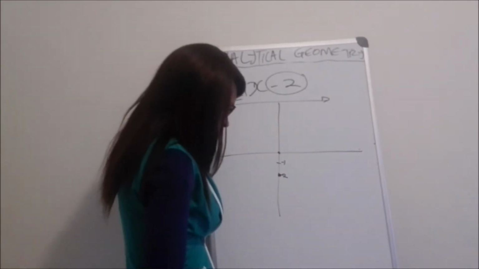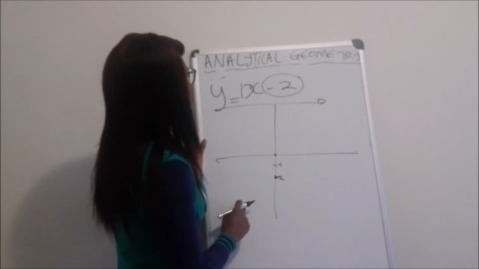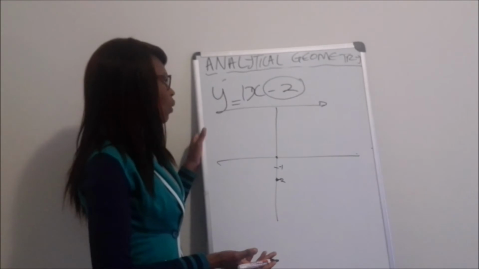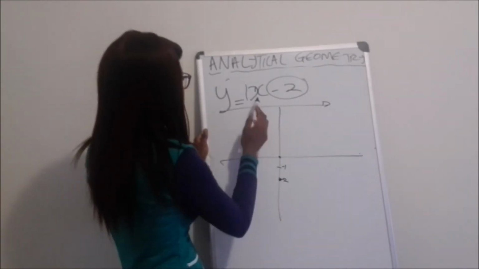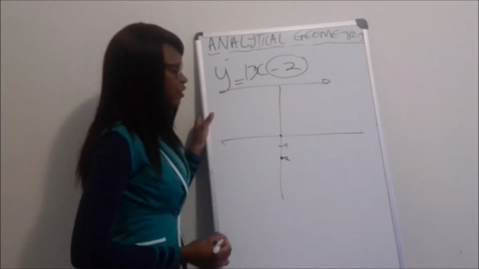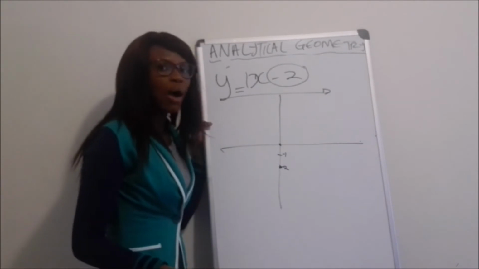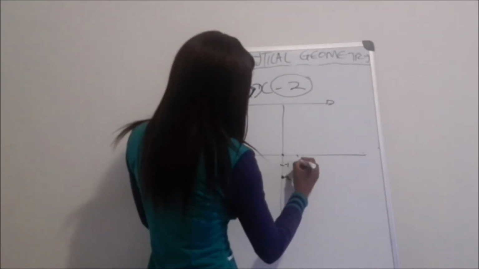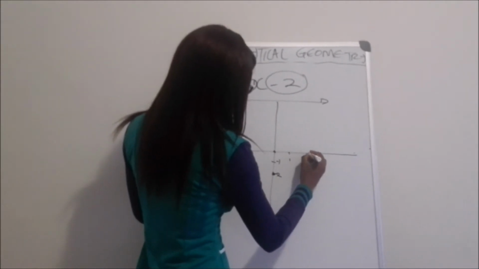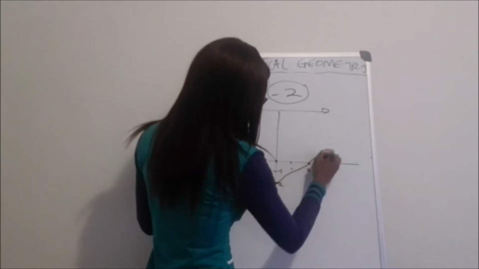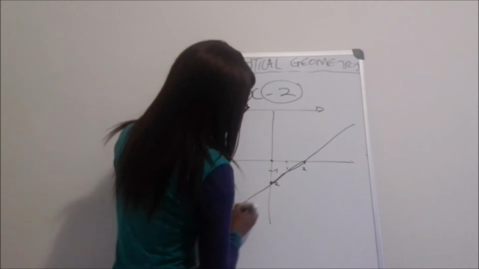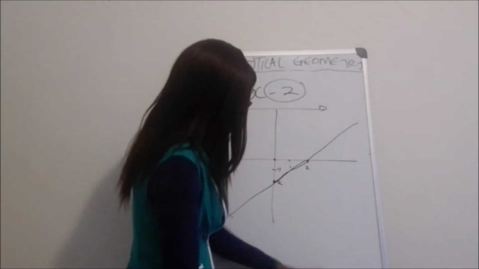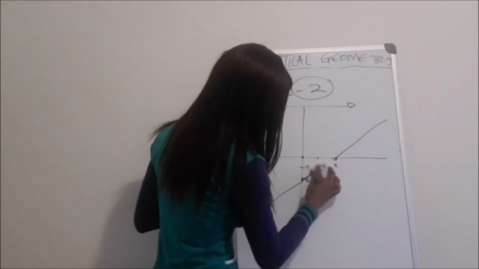For the x-intercept, it means that y equals 0. So it will be 0 equals x minus 2, and then x equals 2. That means our x-intercept will be (2, 0). So this is the straight line that we have to deal with. All right, okay, let me just draw it nicely there.